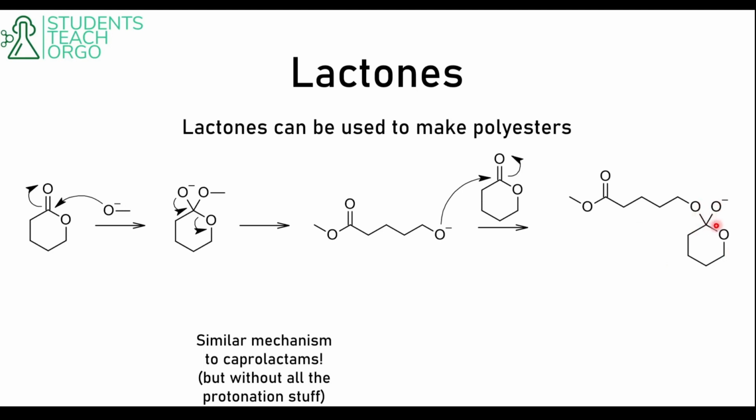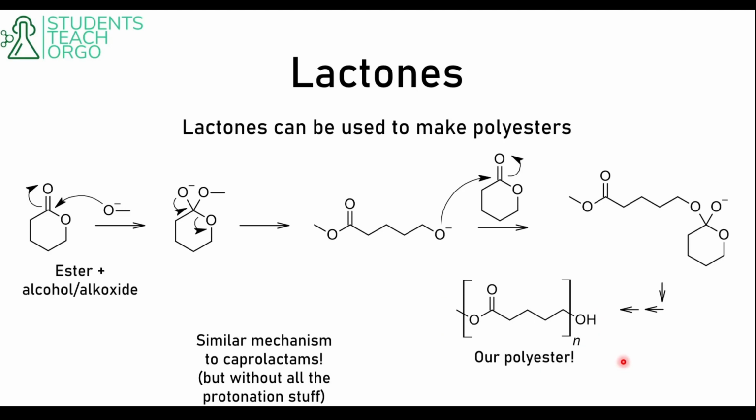And again, at this step, the arrows are just going to be the same here, and we're left with two of those linear units, and we can just continue that indefinitely, and then we get our polyester, which looks like so. So for this mechanism, we are starting with an ester, or a cyclic ester, a lactone, but this also works for just regular esters, and also an alcohol or alkoxide in order to initiate the reaction.